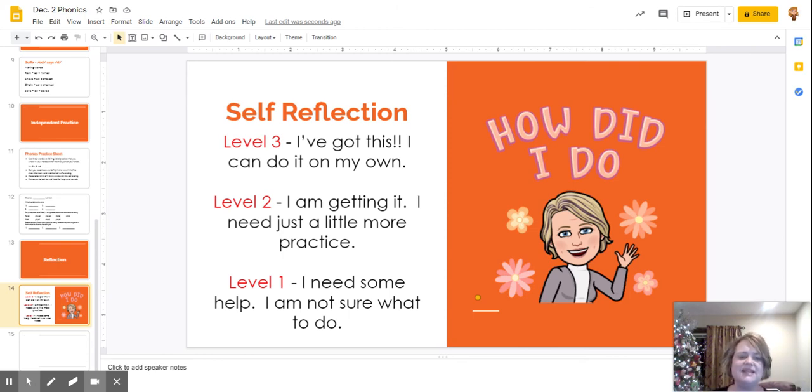Level 2, I'm getting it, just need a little bit more practice. Level 1, I'm going to need some extra help during our help time. So I will try to touch base with you to make sure that we can read those words and we understand.